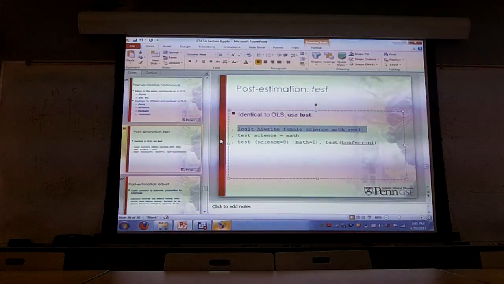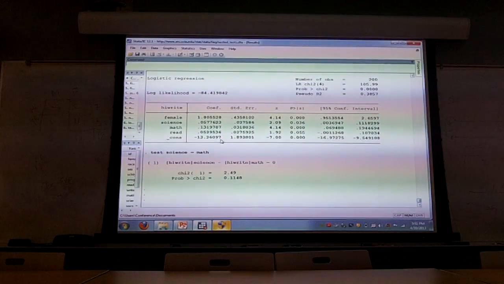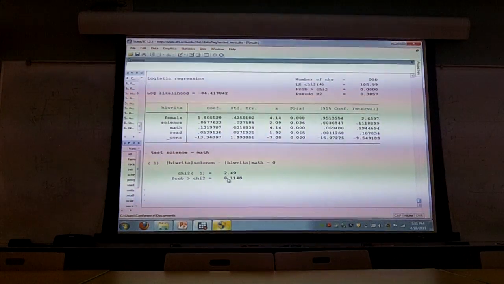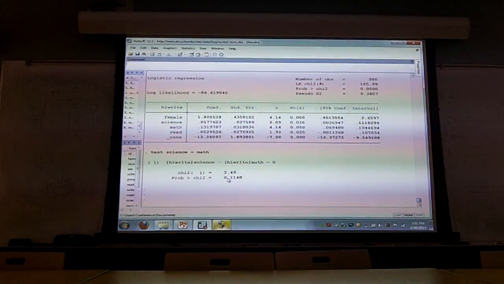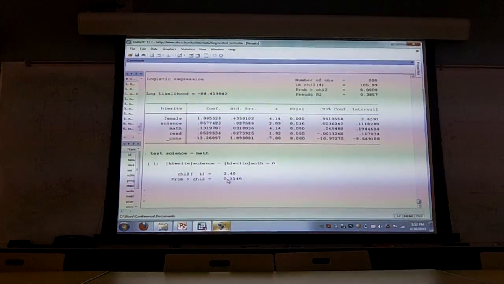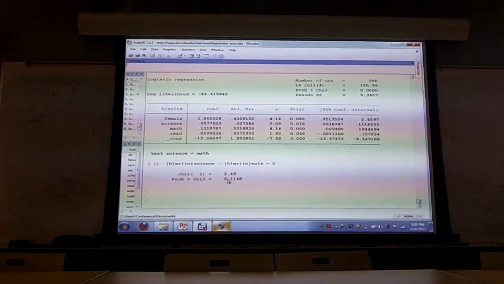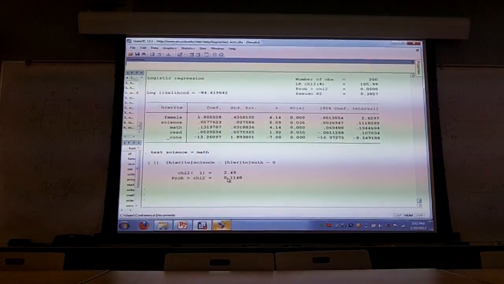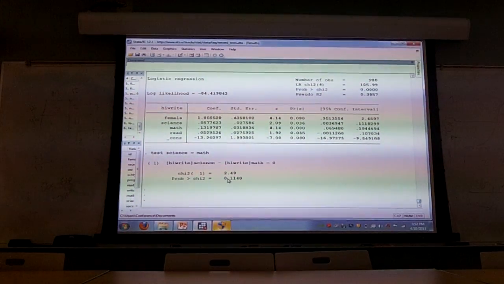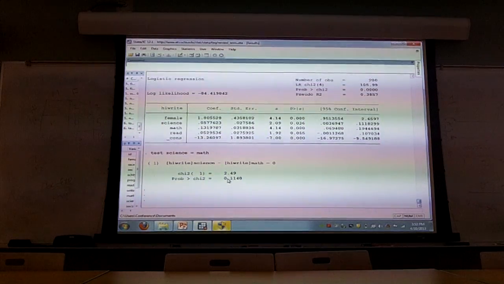So the hypothesis is that they are the same? Yeah. And in here, because the p-value is not below the magical 0.05, we would say the effect of science and math is essentially equivalent on your probability of having an above average writing score.